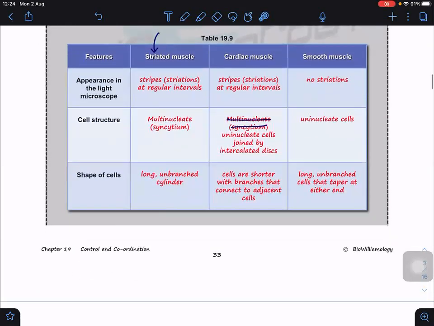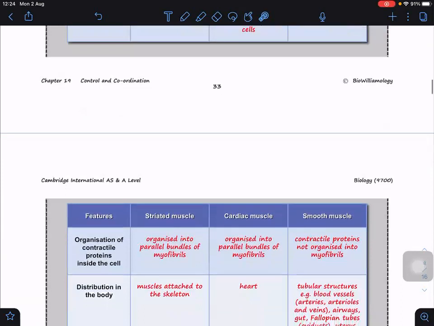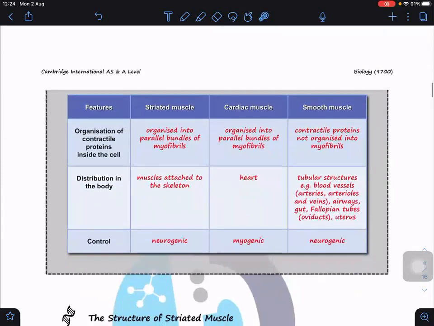In terms of the shape of the cell, striated muscle is a cylinder. Cardiac muscle is also a bit cylindrical, but shorter, and they have branches that connect to adjacent cells, but smooth muscle appears with tapering ends. As for the organization of contractile proteins, striated muscle has parallel bundles of myofibers. This is very important, we're going to learn it in detail later. Cardiac muscle is also organized as parallel bundles of myofibers, but in smooth muscle, the contractile proteins are not organized into myofibers.